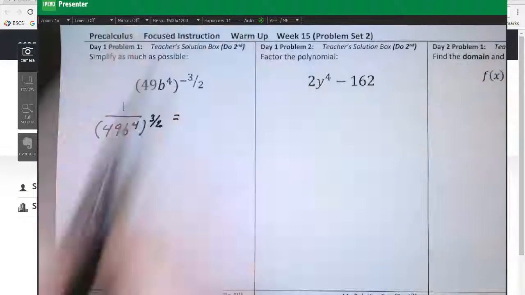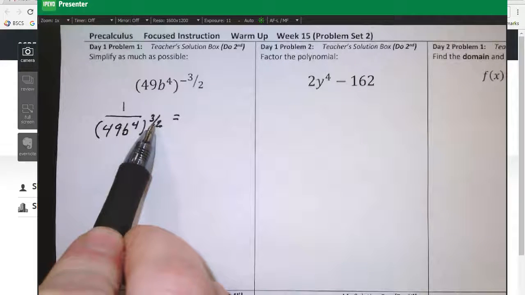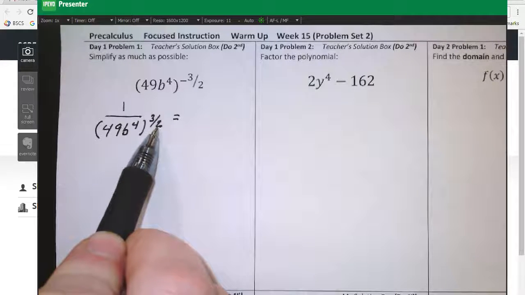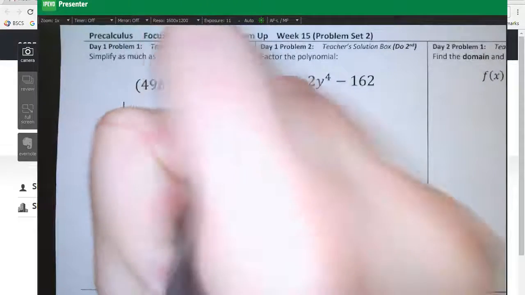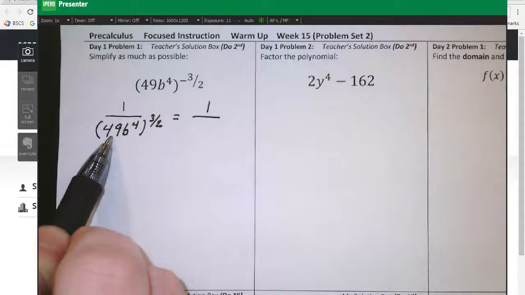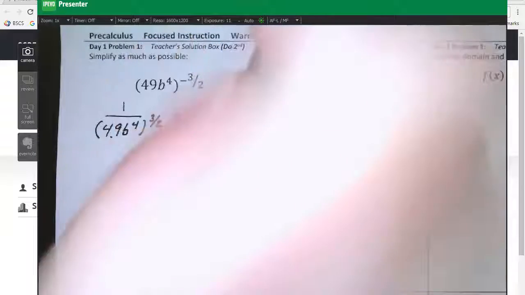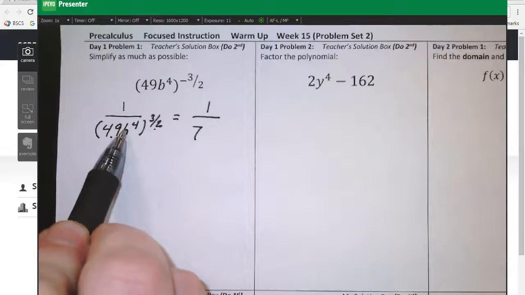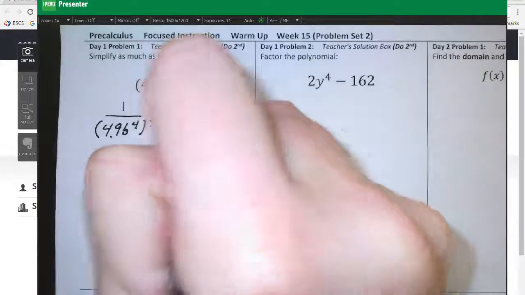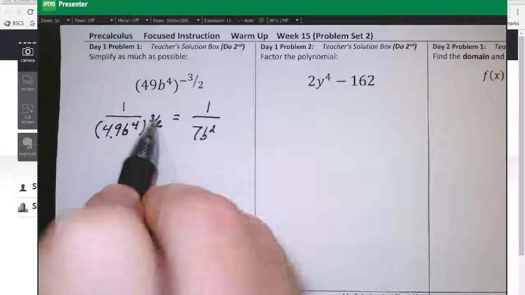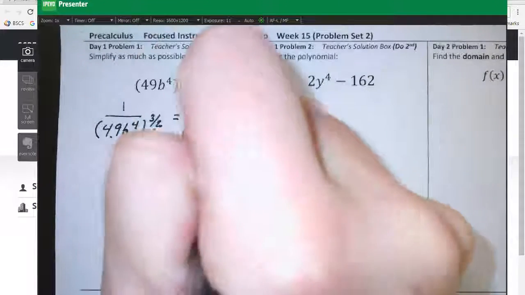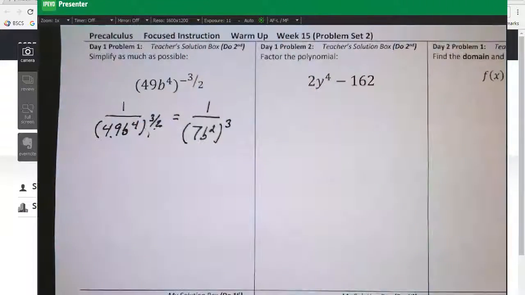Okay, next step, let's use the denominator of the exponent as a root. If the denominator is a 2, then that means square root. So we can write it as 1 over the square root of 49 is 7. The square root of b to the 4th power is b squared. And then we still have the numerator part of that exponent. So this is being raised to the 3rd power.